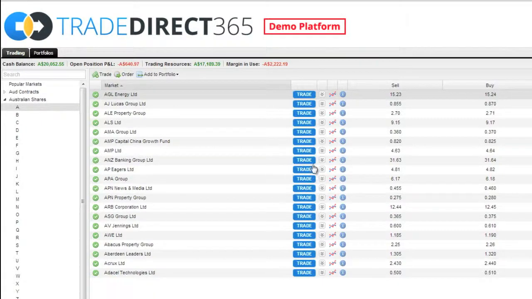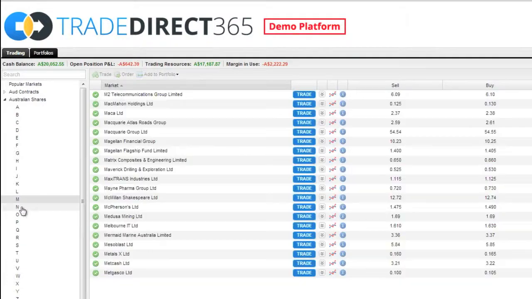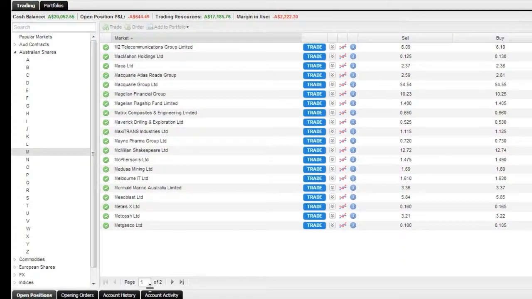AMP, another popular one here, you can see the tight spread at 463, 464. So our pricing matches what the underlying price is of the ASX. Now we've got the list here which goes down alphabetical order, so let's have a look at M's. We can click on that, load up the M's, and if we have a look down, there's a few different stocks. We've also got 2 pages here of M's, so there's page 1. To go to page 2, we just click on the next page.